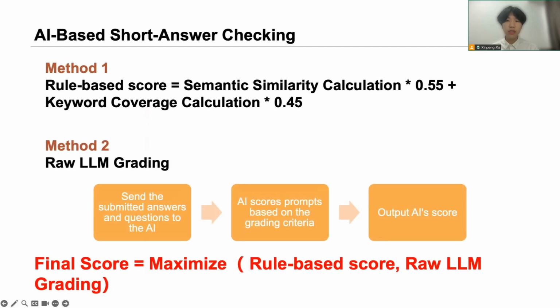Another feature I designed was the AI-based short answer checking system. The first method calculates a rule-based score using semantic similarity and keyword coverage, while the second method asks a language model to grade the answer directly. The final score takes the higher result from the two methods, improving both grading accuracy and reliability compared with using only one approach.